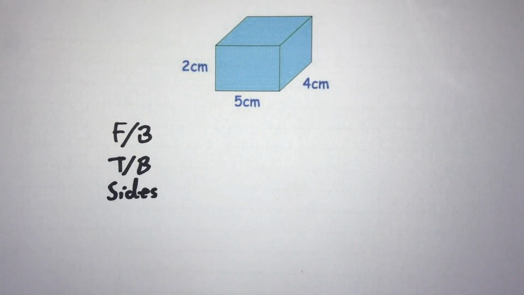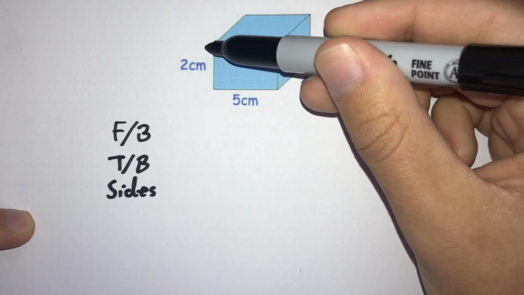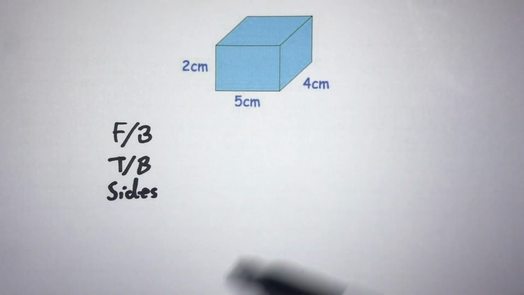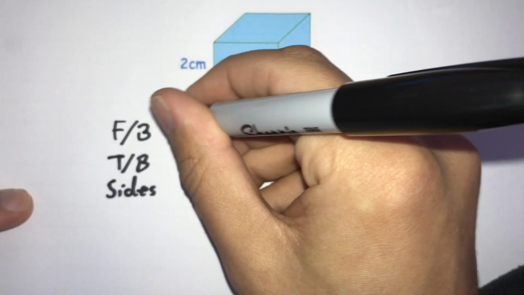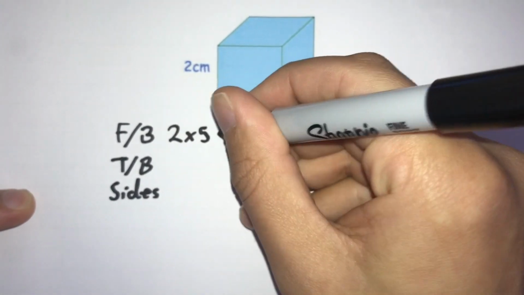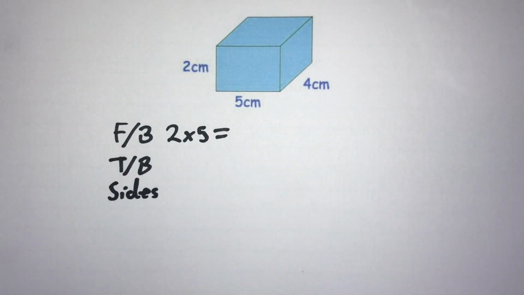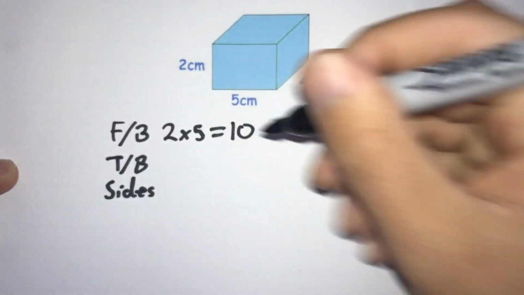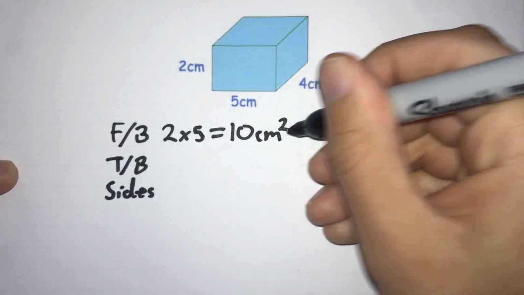So our front and our back face, well, that's going to be made up of this 2 by 5 centimetre rectangle. So to find the area of our front or our back face, we'd have to do 2 multiplied by 5. So of course the area of a rectangle, we just have to multiply the height and the base together. So 2 times 5, well, that gives us 10. And it's going to be centimetres squared because it's an area.